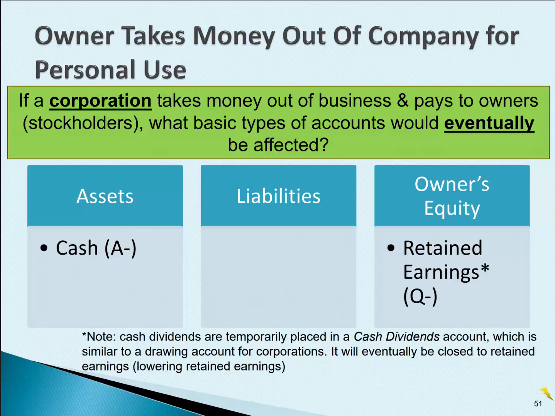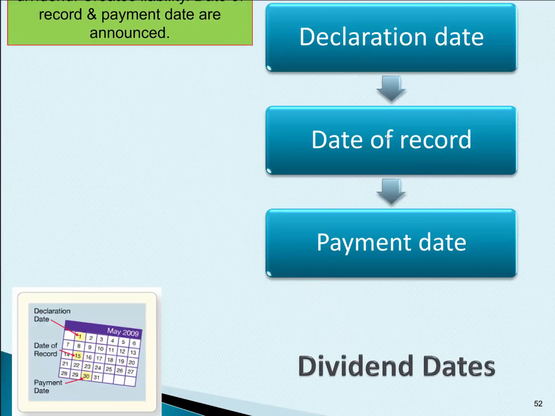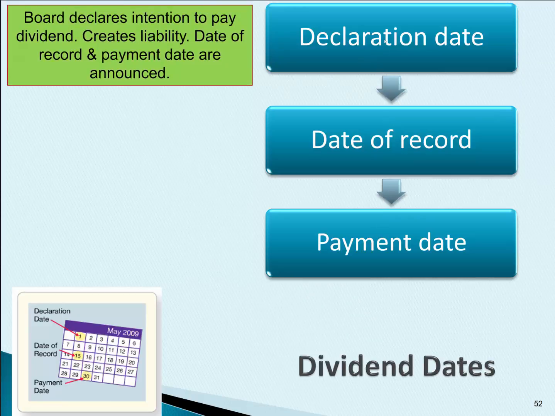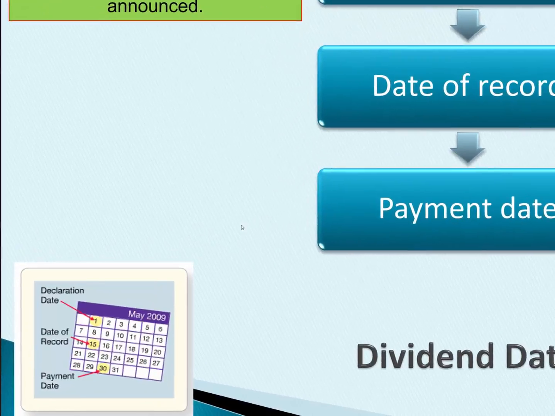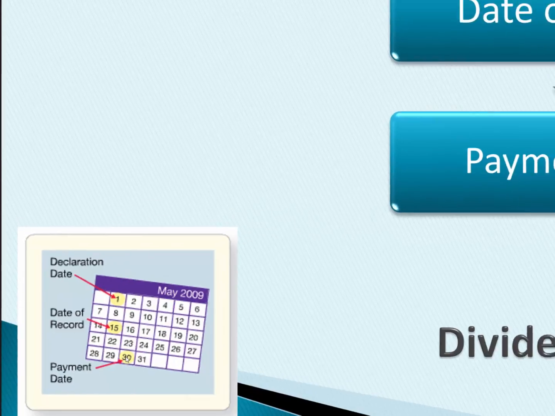So now let's look at the dates of a dividend. Dividends have 3 dates. They have the declaration date, the date of record, and the payment date. So let's talk about the declaration date first. That's when the board officially declares we are going to pay a dividend. But the thing is, the company does not pay the dividend on the day they declare it. As you can see down here in our example calendar, they might declare it on the 1st of May. 2 weeks later, they have what's called a date of record, which we'll explain in just a minute. And then at the end of the month, 2 weeks after that, approximately, they pay the dividend.